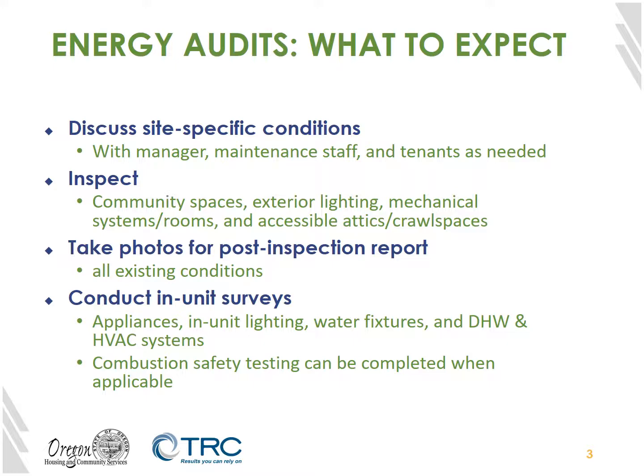The auditor will need to inspect all spaces related to the energy use of the property. These include all mechanical and hot water systems, any space with lighting on the property meter, and accessible attic and crawl spaces. The correct number of units will need to be inspected also, where lighting, appliances, water fixtures, and any in-unit mechanical systems will be reviewed. Combustion safety testing will also be carried out in the units if applicable and requested.